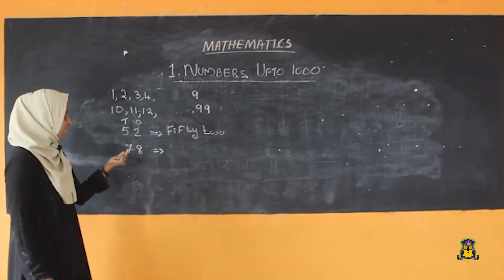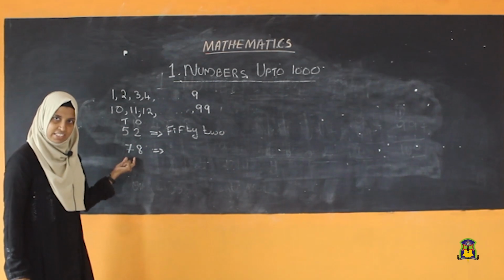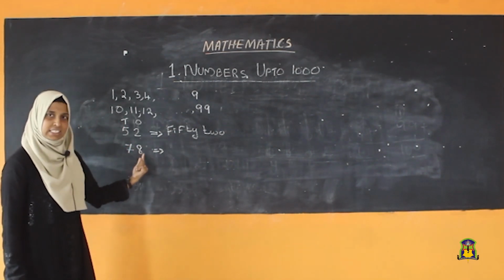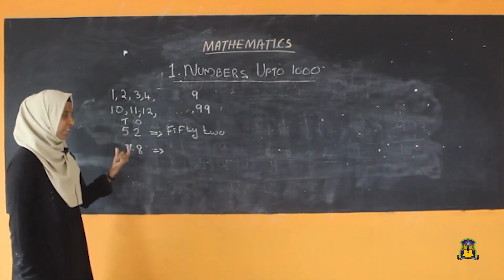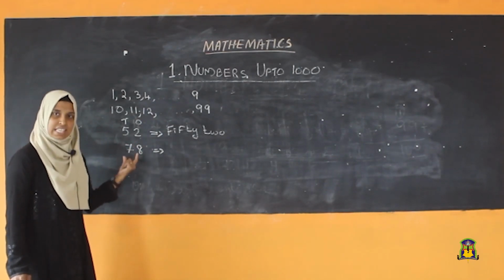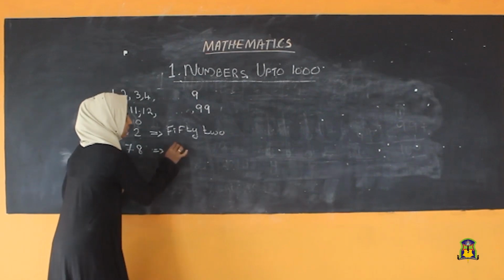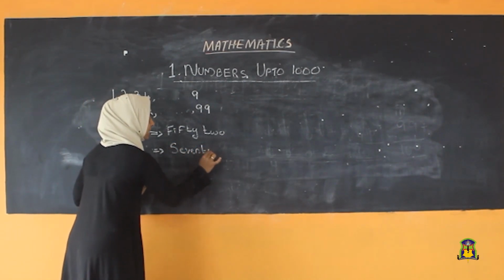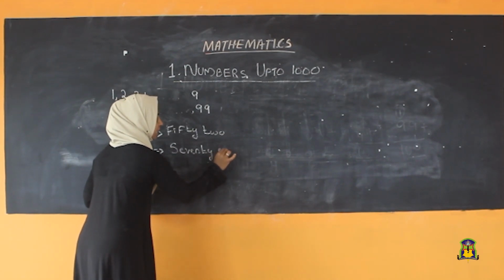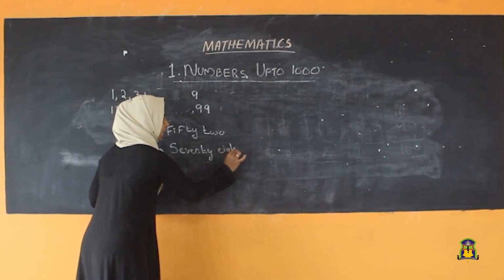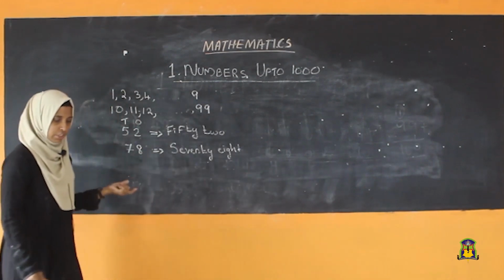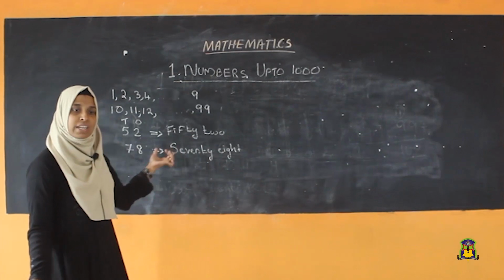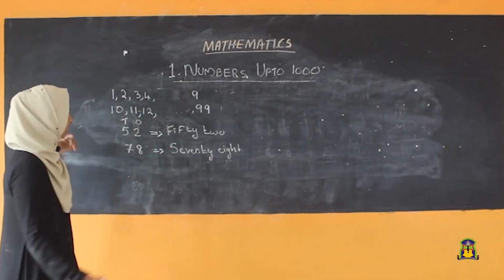Okay. Then let me write another one. Which number is this? This is 78. 7 in the tens place and 8 in the ones place. So we can read it together as 78. S-E-V-E-N-T-Y, E-I-G-H-T, 78. Okay, so we know how to write the number name when numbers are given.